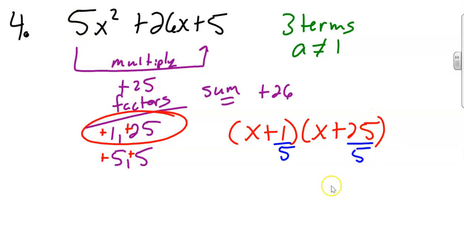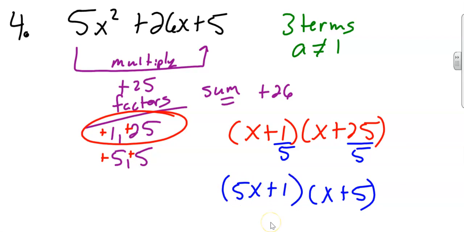Okay, 25 divided by 5 is 5. 1/5 won't simplify. It's already in simplest form, so this is where we do the bottoms up. Pull the 5 up in front of the x. And then the 1 would stay there. And that's our final answer.